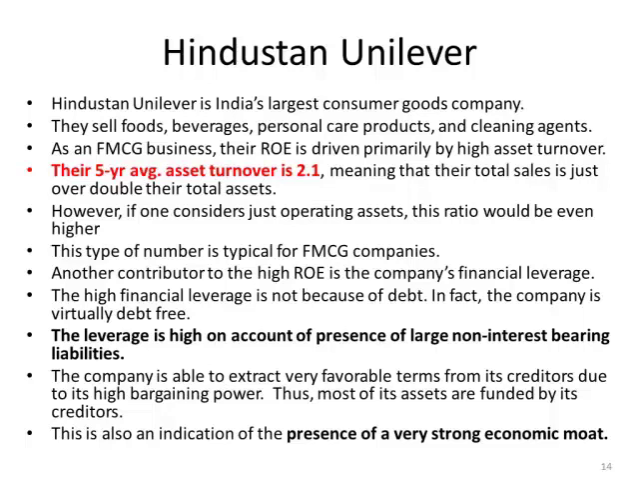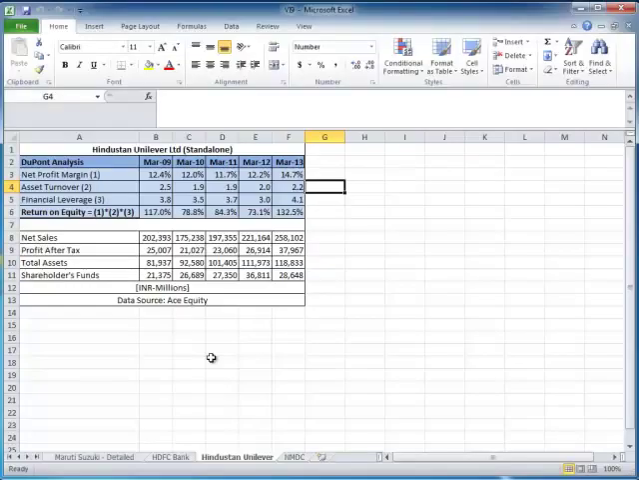So that's Hindustan Unilever, and with this type of company in this industry, the FMCG industries, we tend to see high asset turnovers.